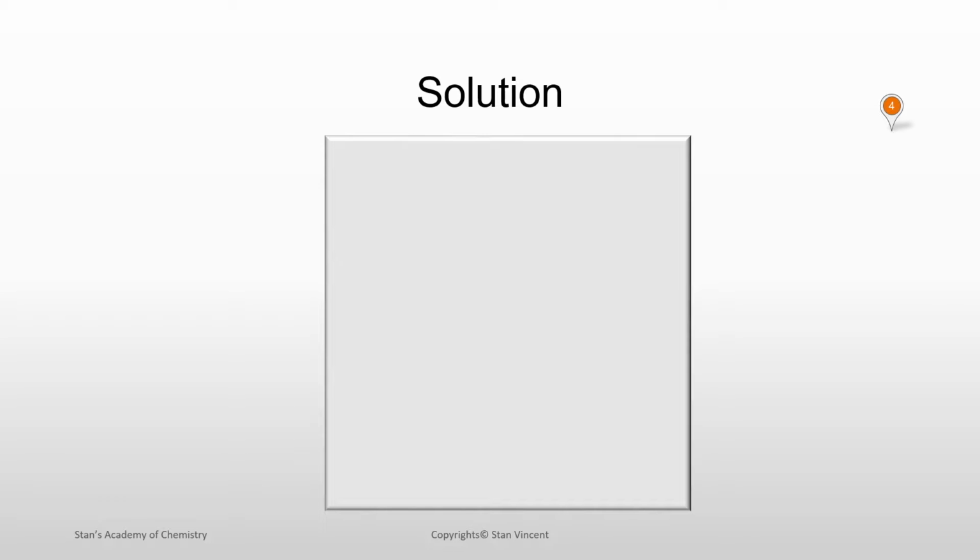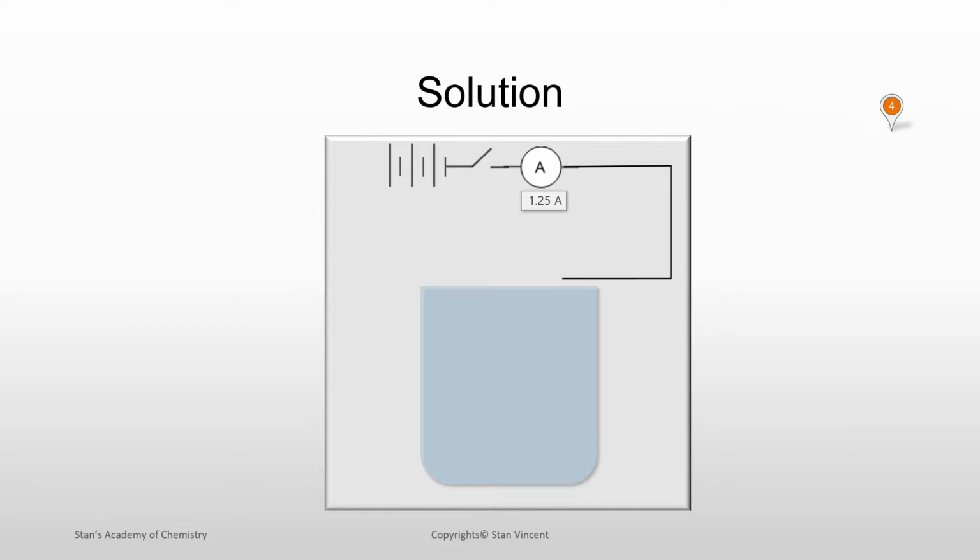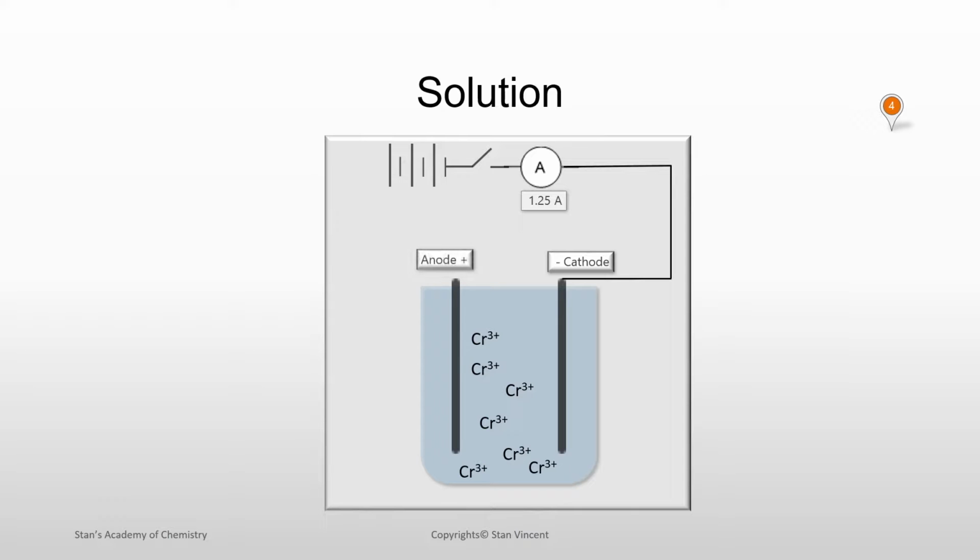Before we start, let's make a diagrammatic representation of the electrolytic cell. Here we have the electrolytic cell, a battery, and a meter showing a current of 1.25 amperes connected to the cathode, which is a negative electrode. The positive electrode is connected to the anode, and we have chromium ions in solution. So that's the circuit that is set up.